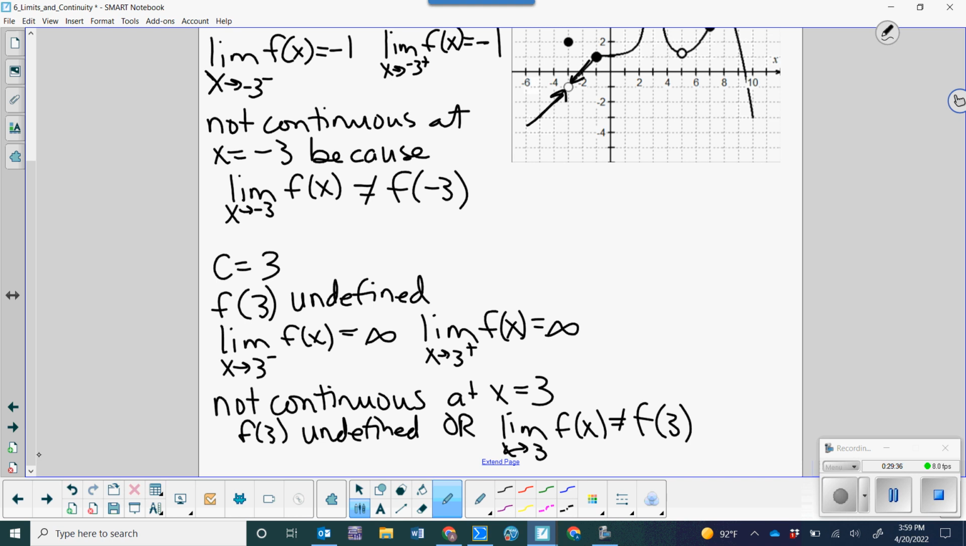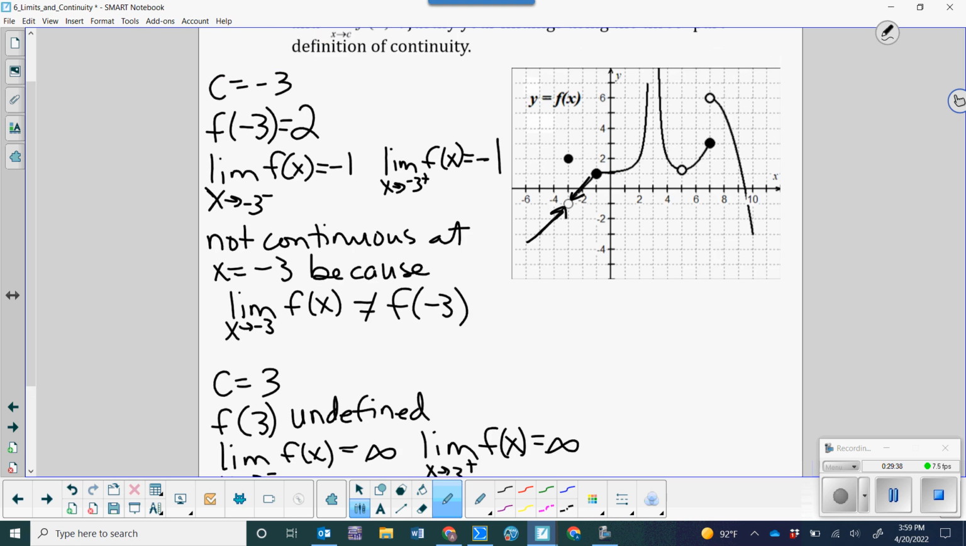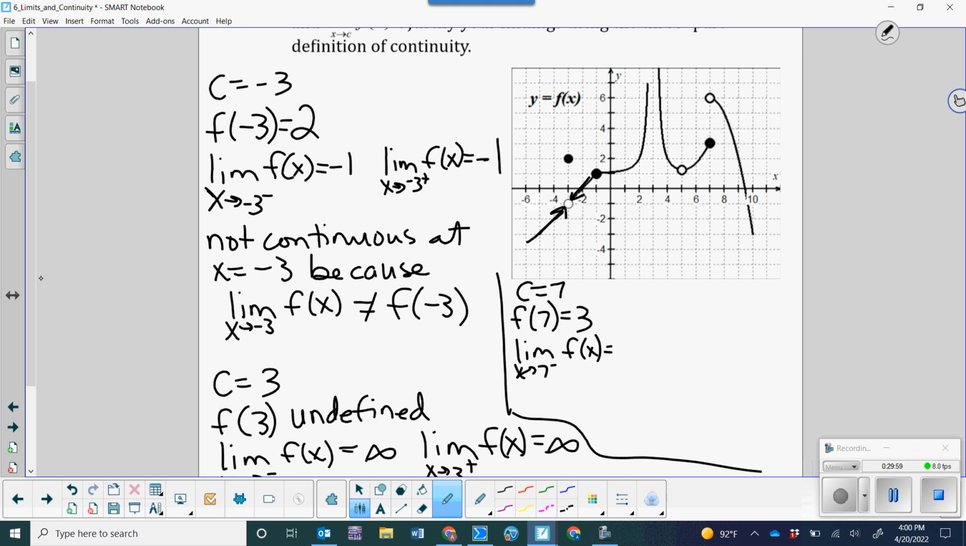So let's do C equals 7, and I'm going to just do it right here. When we have C equals 7, the function value at 7 is where the dot is, so that would be 3. The limit as x approaches 7 from the left of the function is 3. The limit as x approaches 7 from the right of the function is 6, though, looking up there.